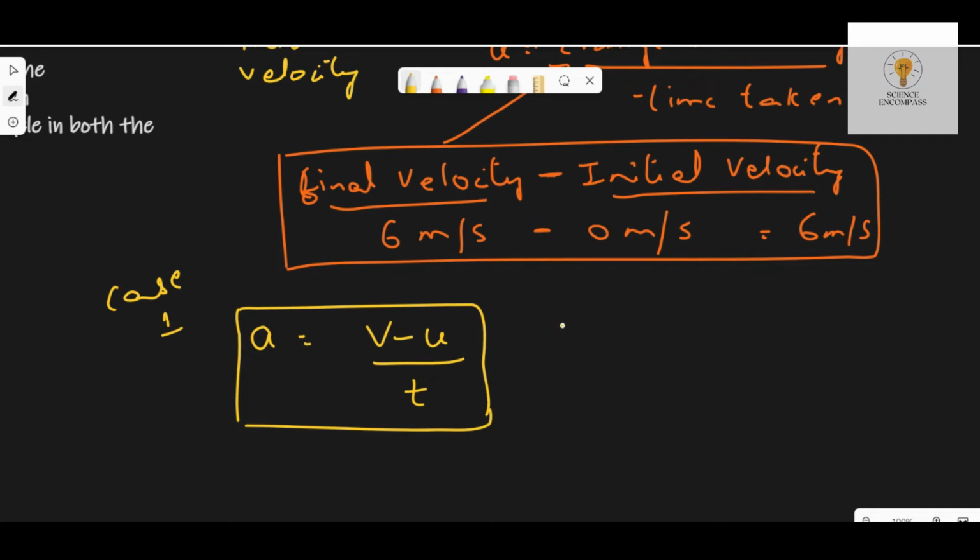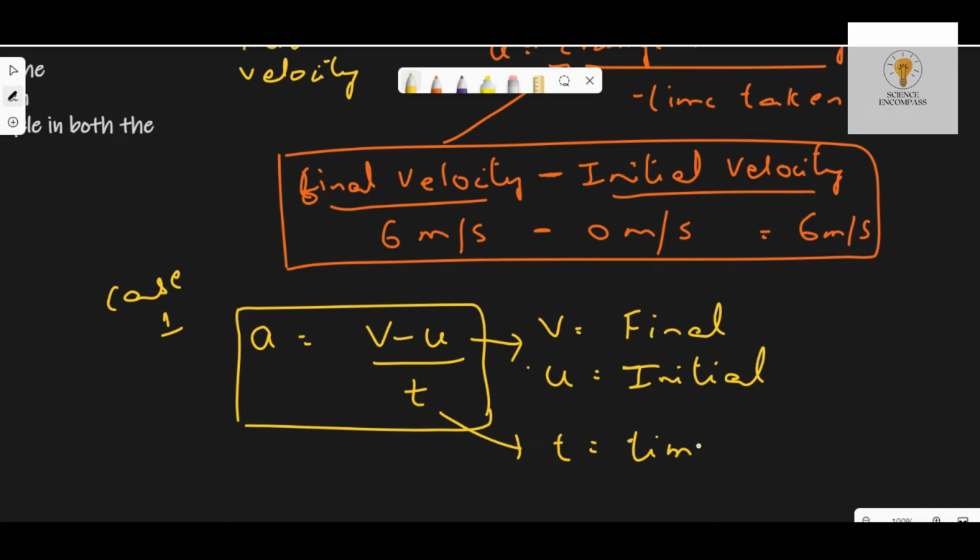We already know what v is. v is the final velocity, and u is the initial velocity. We already got this. Now coming to t, t is nothing but the time taken. So we already came up with the answer. v minus u is just 6, divided by the 30 seconds.